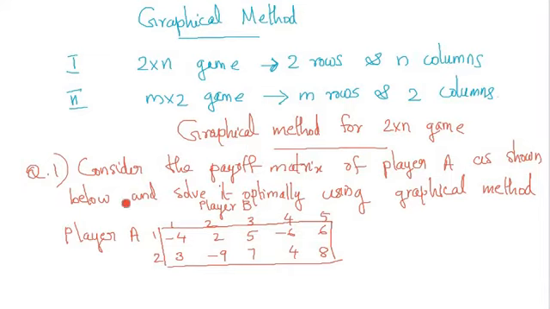First problem. Consider the payoff matrix of player A as shown below and solve it optimally using the graphical method. Player A has 2 strategies, 1 and 2. Player B has 5 strategies, 1, 2, 3, 4, 5, and the outcomes are shown in the table.